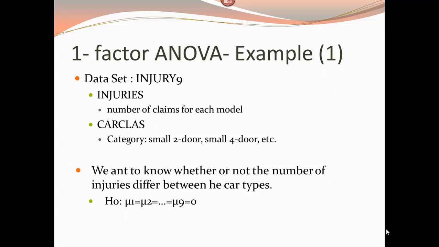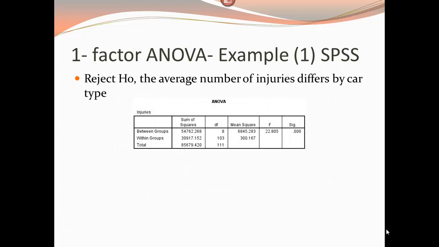The first example uses injury data. So it compares the number of injuries for 9 different car class types. And we want to know whether or not the number of injuries differs based on car class types. So here is our SPSS printout. We're going to look at the significance of that F statistic. That's roughly equal to 0, so it's definitely less than 0.05. Reject H0. The average number of injuries does differ by car type is what we find there.